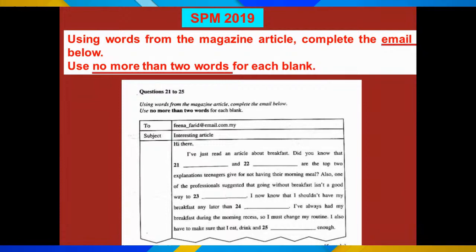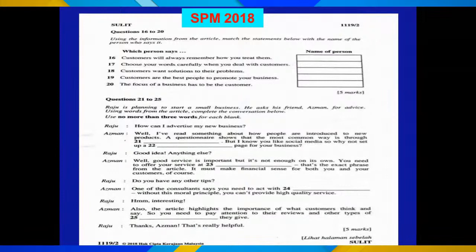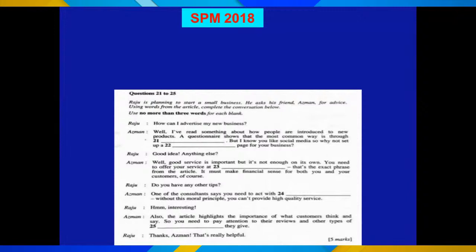Okay, now let's take a look at SPM 2018. Okay, you see SPM 2018, all right? So this is the question, the layout of the question, okay? They start with 16, and then part one, and then, okay, part one, you're asking for the name of the person, right? And then part two, right? Okay, so I'm going to show you the extract of part two. Okay, so this is the question from 21 to 25, all right? Okay, remember 2019 is email, okay?